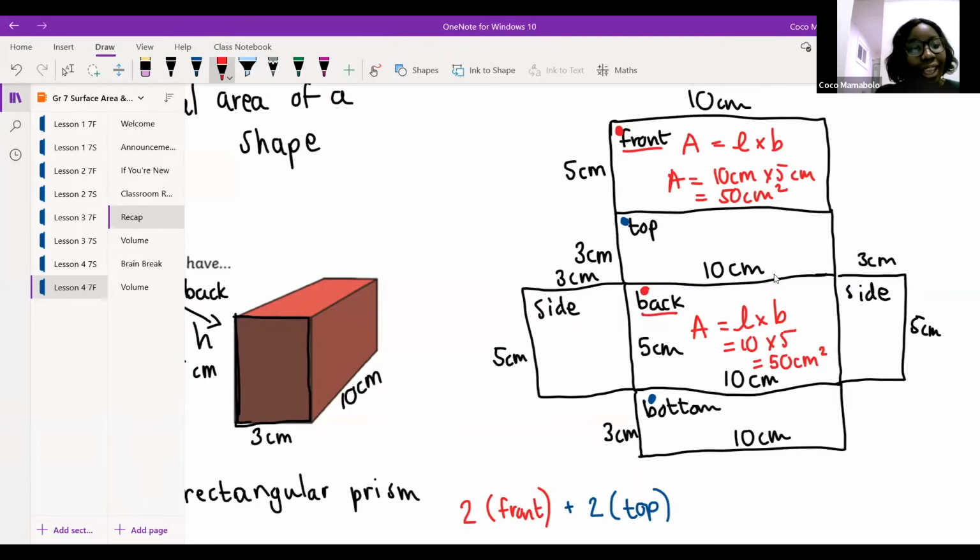Now, I have two sides that look exactly the same. So instead of calculating that area plus that area, I can just go 2 times the area of one of them. The same way, if I have 3 and I add 3, it's the same as saying 2 times 3. I have 2 3s.